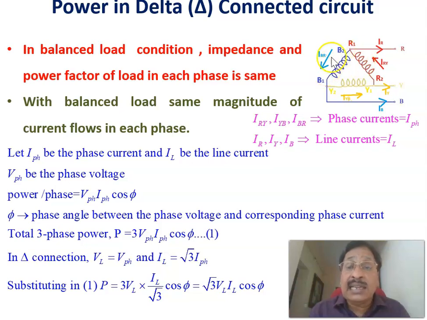Phase current means the current flowing through the phase. Line current is this current. That current is root 3 times the phase current in the case of a delta connection. And in star connection, the difference is that the line voltage equals root 3 times the phase voltage, and the line current and phase current are equal. Therefore, that's the difference between star connection and delta connection. In each case, the active power consumed by the load is equal to root 3 VL IL cos phi.